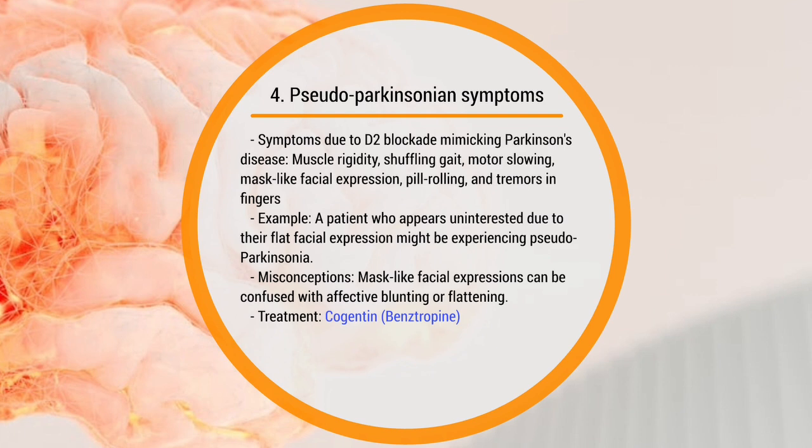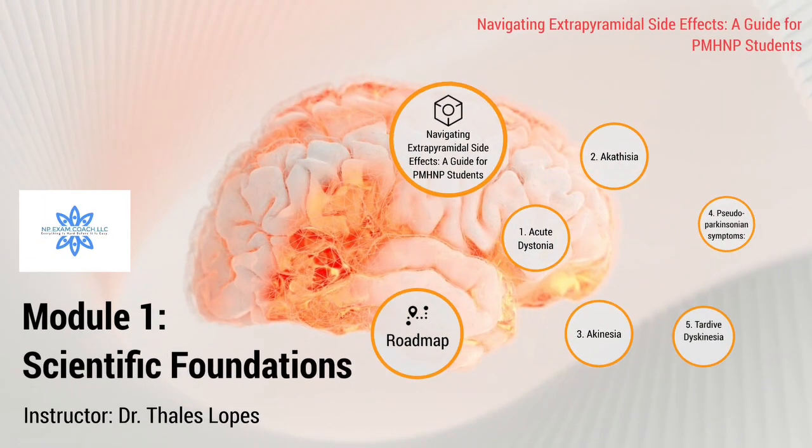A patient who may appear uninterested due to their facial expressions might be experiencing pseudo-parkinsonism. So, the misconception is that the mask-like facial expression can be confused with affective blunting or flattened affect. What are you going to give? Cogentin. Okay. So for the four EPSs that we covered, acute dystonia, akinesia, akathisia, and pseudo-parkinsonism, you give Cogentin.